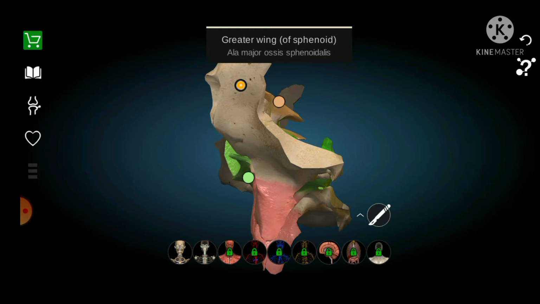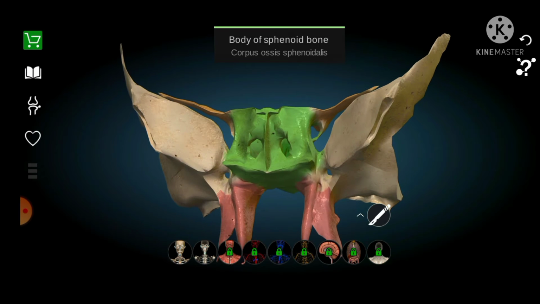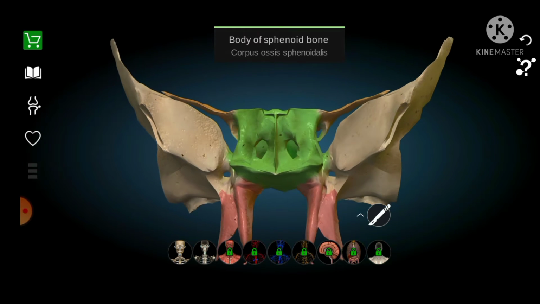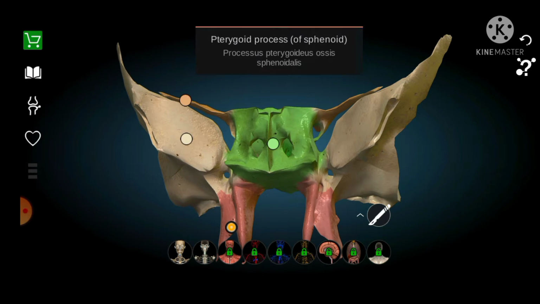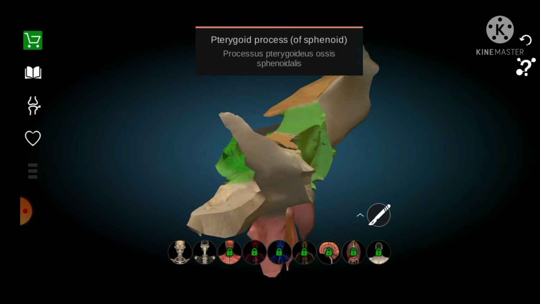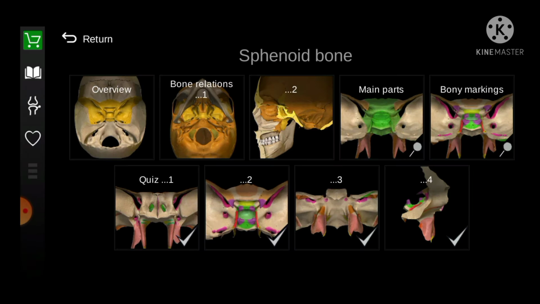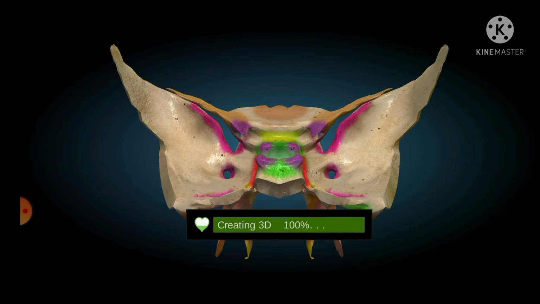This is the greater wing of sphenoid. This is the lesser wing of sphenoid. This is the body of sphenoid. This is the pterygoid process. Then go into the bony markings.